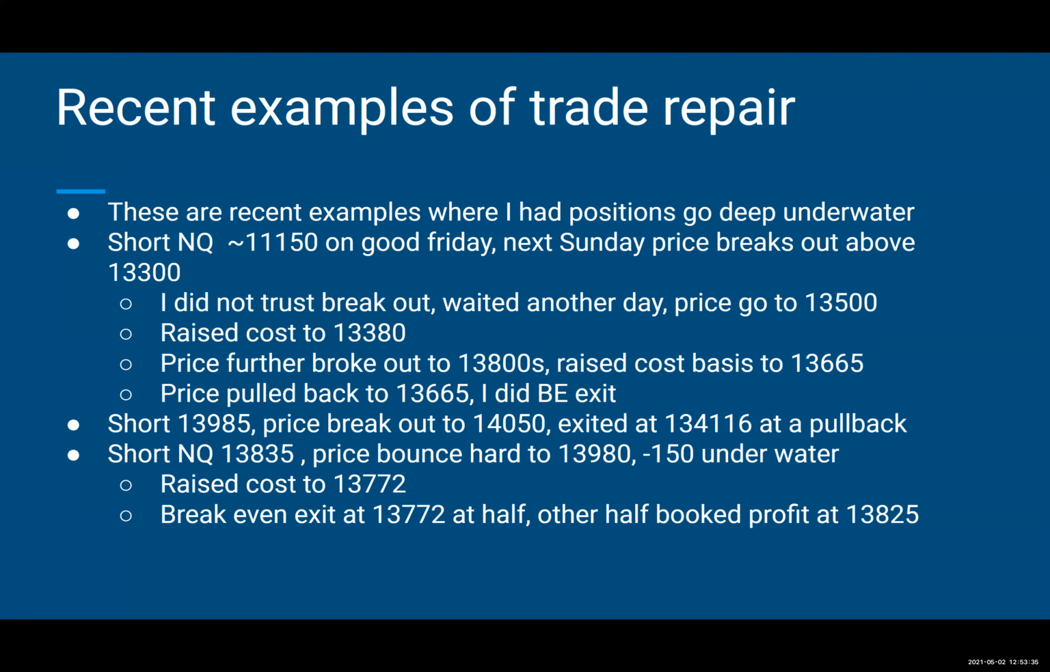Then the most recent example was 13,835. I shorted again, thinking the market was trending down from the 14,000s, but price bounced hard to 13,980, and I went 150 points underwater. I raised the cost to 13,872, and the price came back by that evening, and I exited half at that raised price. The other half I held to actually make a profit on that trade, because I understand the price structure. This is why I said market context is very important, because I saw that the price broke some key levels and it was very likely to retest that low again overnight.